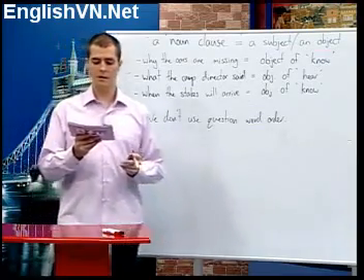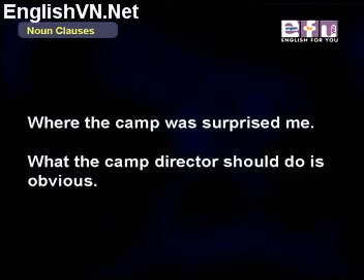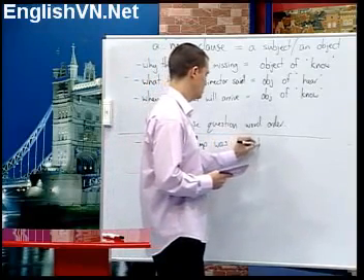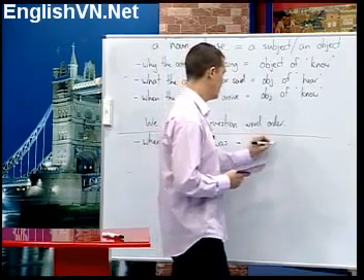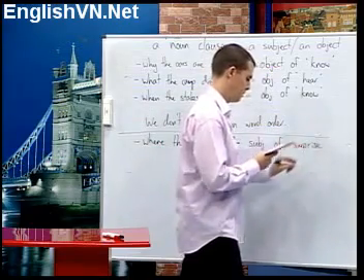Let's look at some sentences where the noun clause is used as a subject now. Where the camp was surprised me. What the camp director should do is obvious. In the first sentence, this is a noun clause, and in this sentence it's the subject. It comes before the verb surprise. Where the camp was surprised me. This is our subject of the verb surprise.